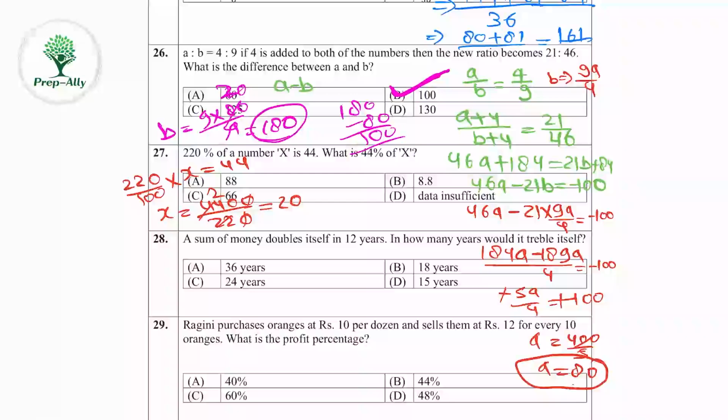Now here we have to find 44% of the given number. So 44 by 100 into 20. So we can write here 8.8. So here we are getting the answer as option B.